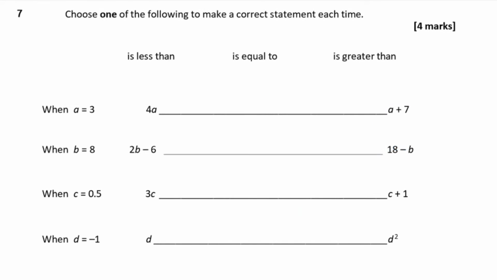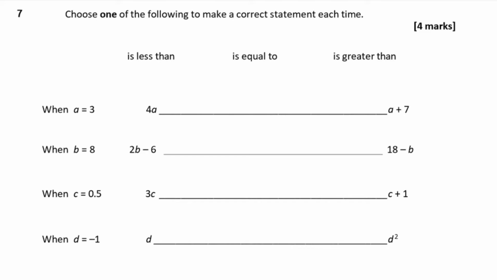Okay, question 7. Choose one of the following to make a correct statement each time. And we can pick from is less than, is equal to, and is greater than. And underneath I've got various algebraic expressions, and I'm told what the value of the letters are in those. Now in order to work these out, I'm going to have to evaluate all of the various expressions first, so that I know what's what.